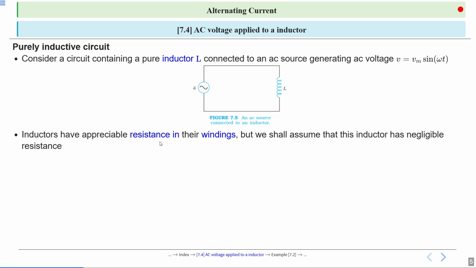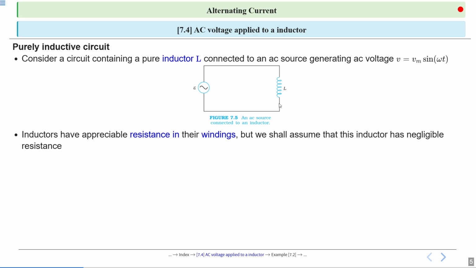Inductors have appreciable resistance in their windings. So they are made of a conducting coil. This conducting coil may have some appreciable or significant resistance also, but we shall assume that this inductor has negligible resistance. We will assume that resistance between the windings is zero. Resistance to the flow of current in the windings is zero. We will not assume resistance here to avoid the complexity in the final expression.